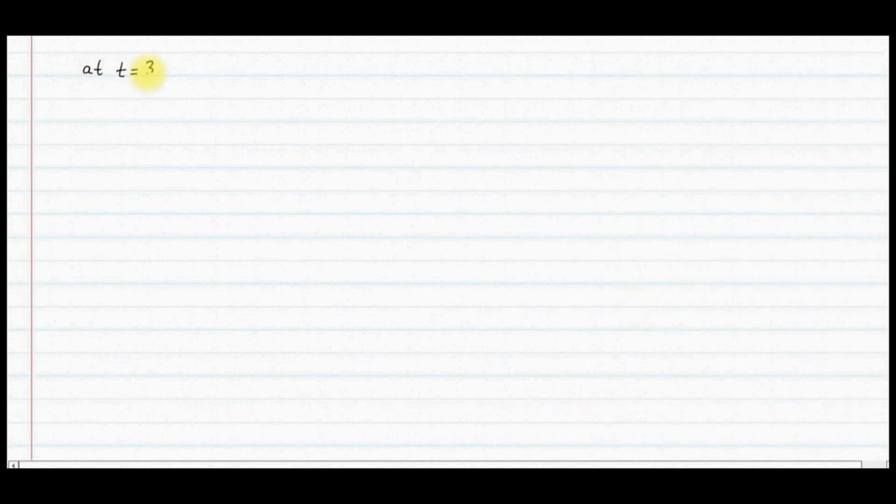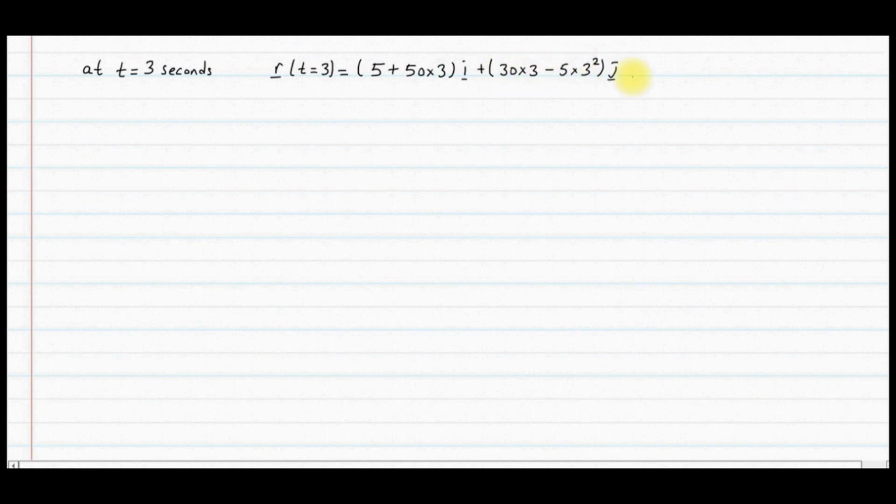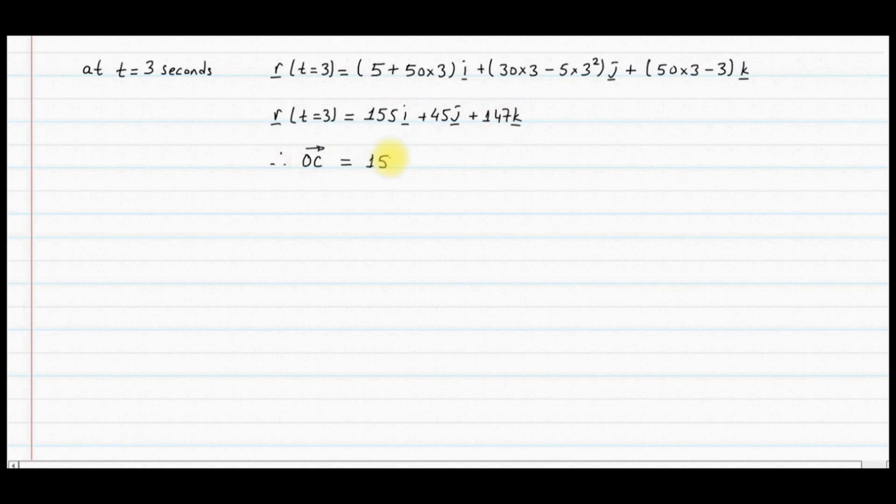At t equals 3 seconds, the vector r is equal to (5 plus 50 times 3)i plus (30 times 3 minus 5 times 3 squared)j plus (50 times 3 minus 3)k. Therefore, the vector OC is equal to 155i plus 45j plus 147k.